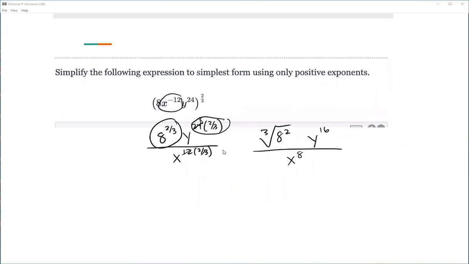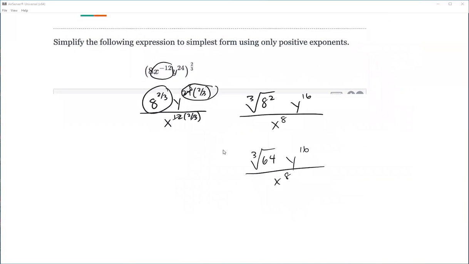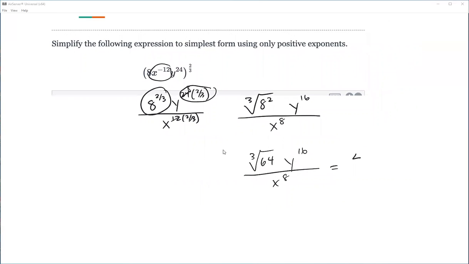Go from there, then it's what? The cube root of 64. y to the 16 over x to the 8. And that equals the cube root of 64, that's 4. So the answer is 4 y to the 16 over x to the 8th power.